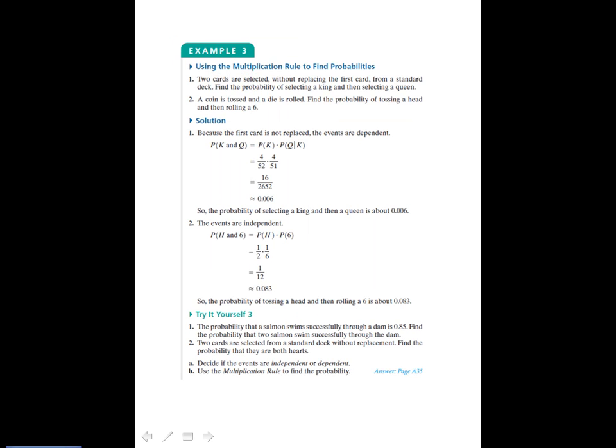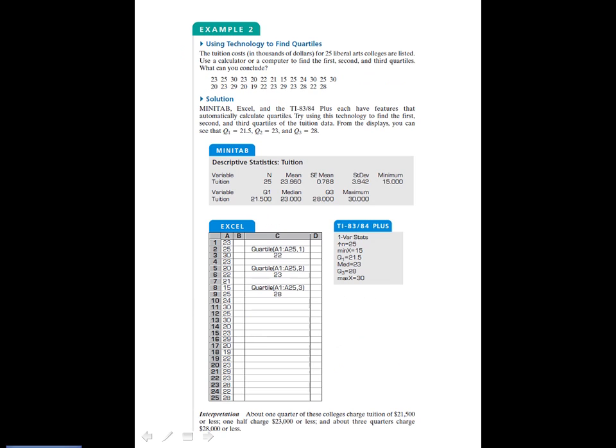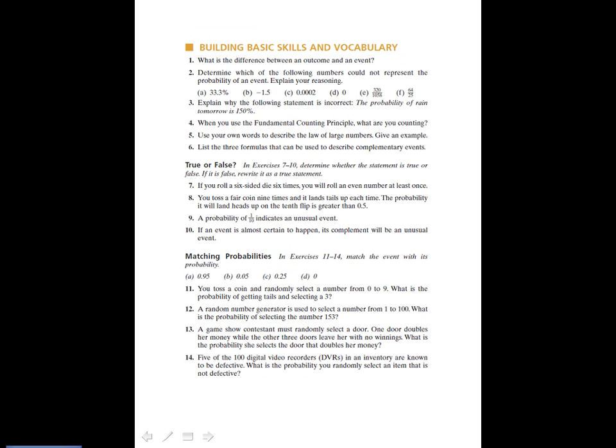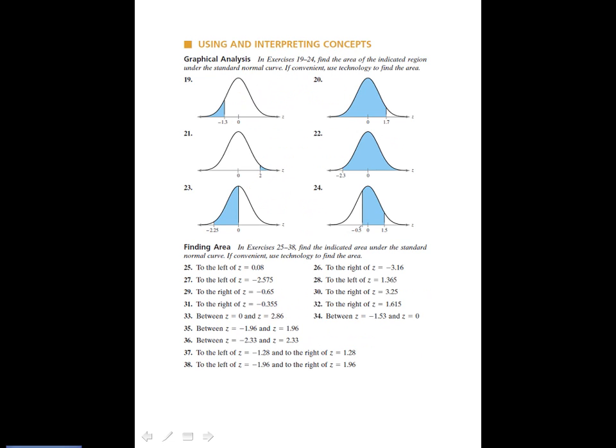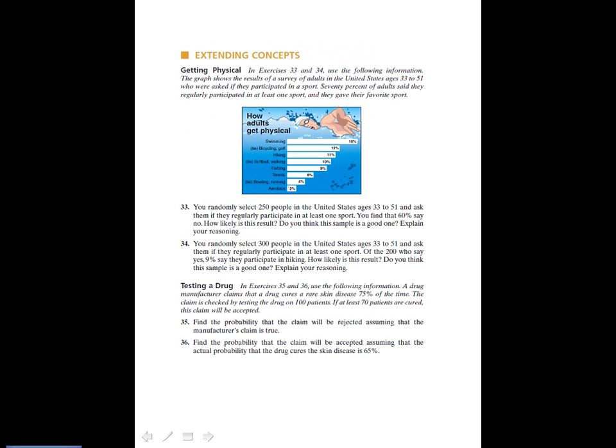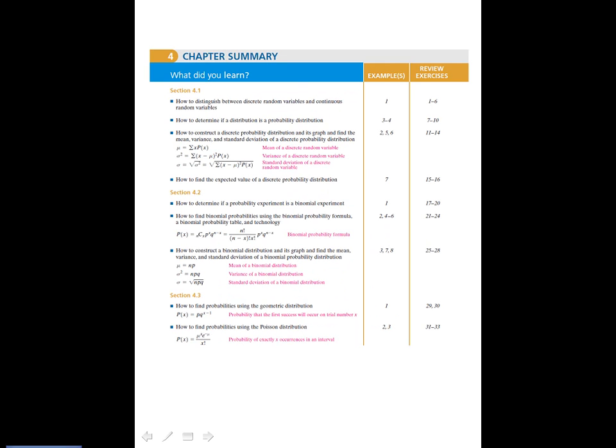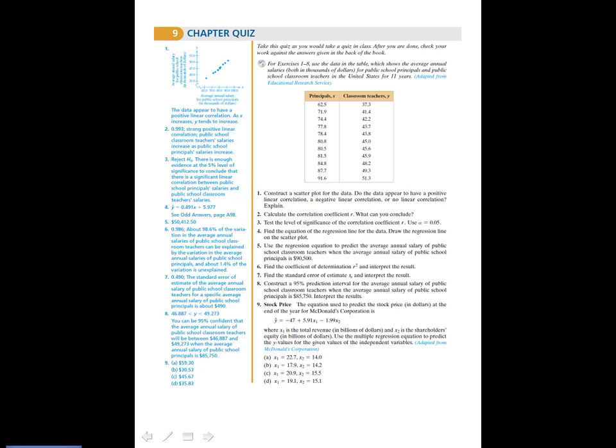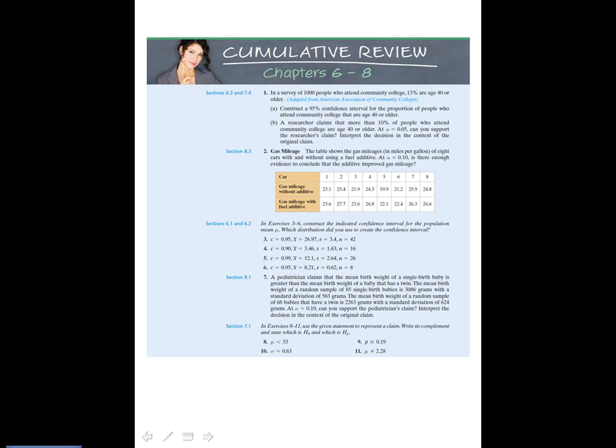Every concept is clearly illustrated with step-by-step examples. Many sections have a technology example, which shows how technology can be used to solve the problem. The exercises in each section are divided into 3 parts: building basic skills and vocabulary, using and interpreting concepts, and extending concepts. For review and assessment, each chapter concludes with a chapter summary, review exercises, and a chapter quiz. There are cumulative reviews at the end of chapters 2, 5, 8, and 11.